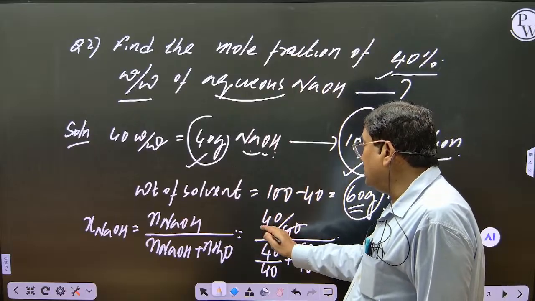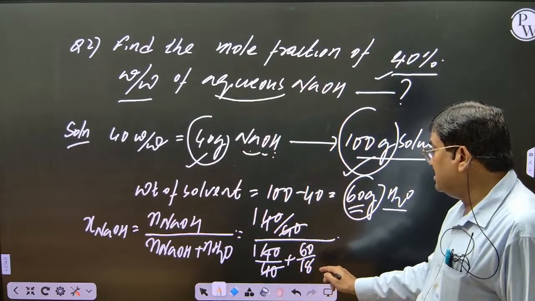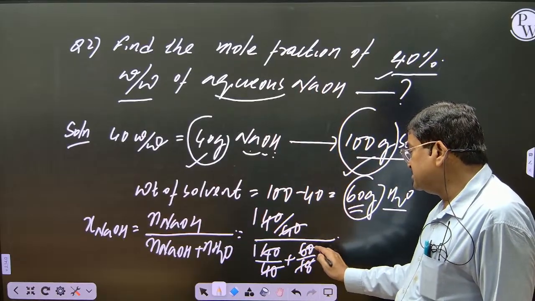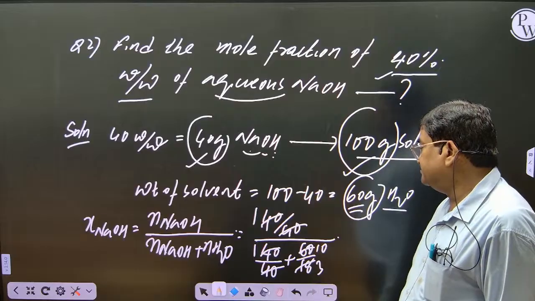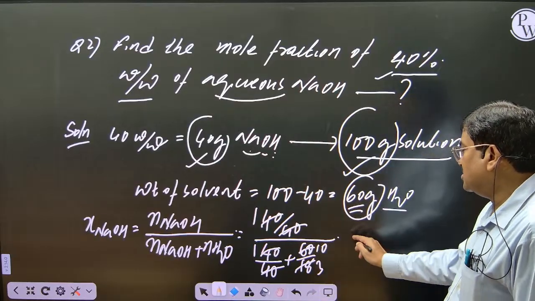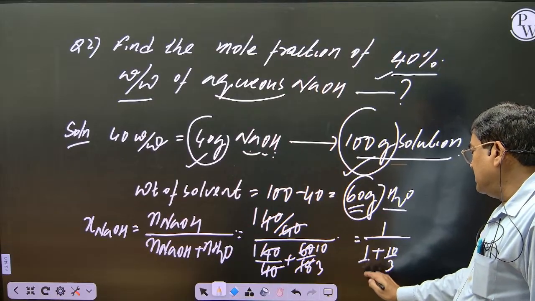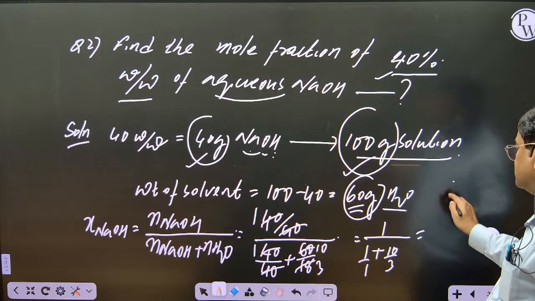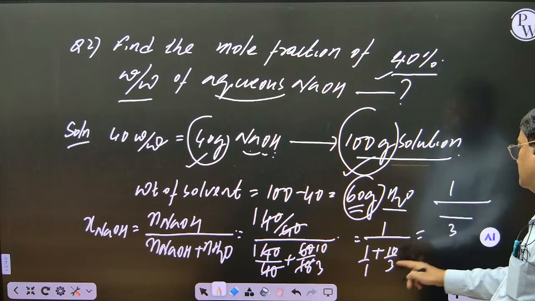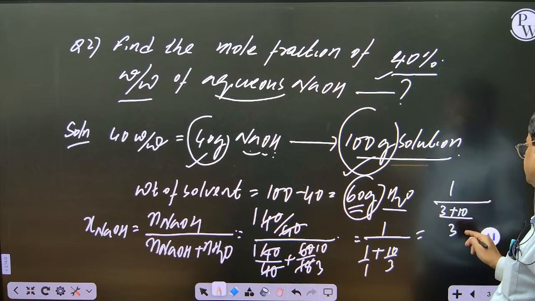Then this 40 will cancel one time, this 40 will cancel one time, and 6 ones are, 6 threes are. So 10 upon 3. That comes how much, student? 1 by 1 plus 10 by 3. Now take the LCM for this. That comes how much? 1 by, this will be 3, no? 3 plus 10, that is 1 by 13 by 3.